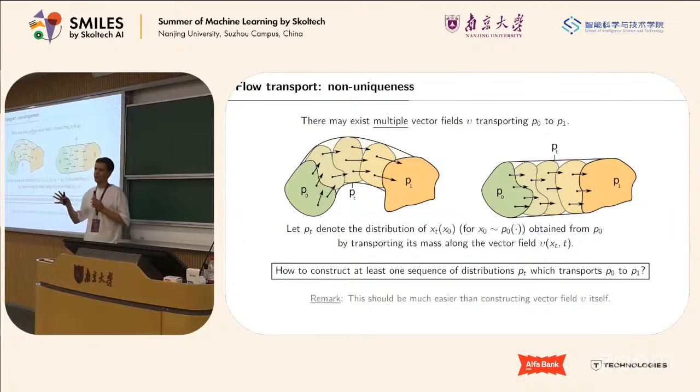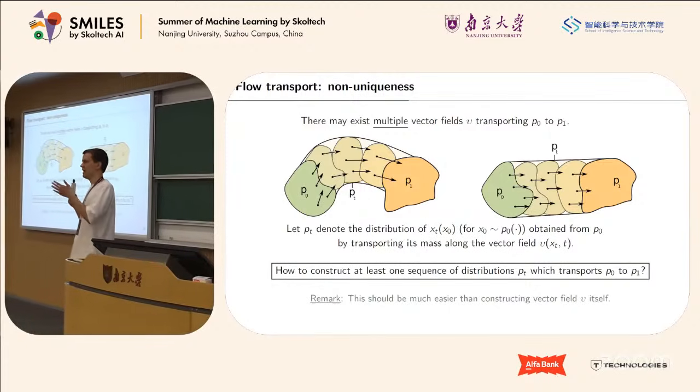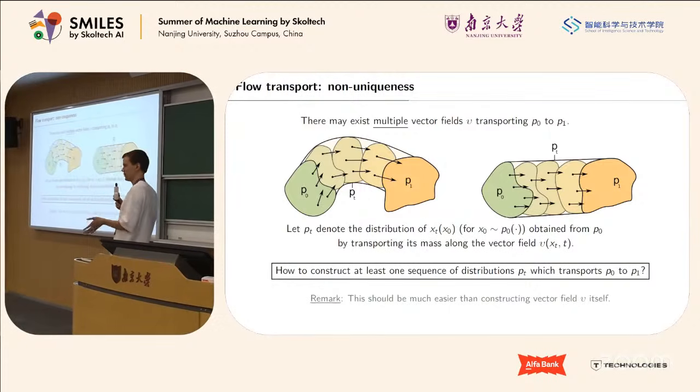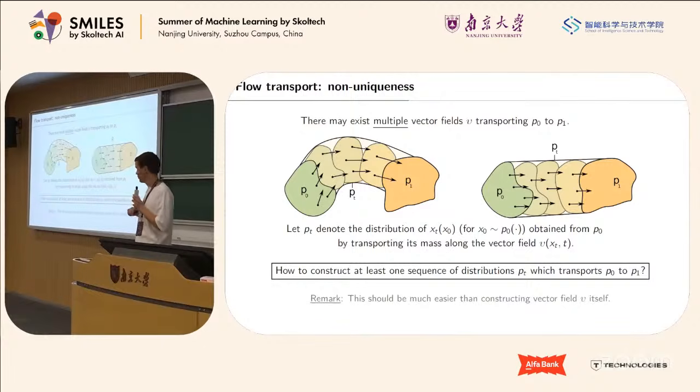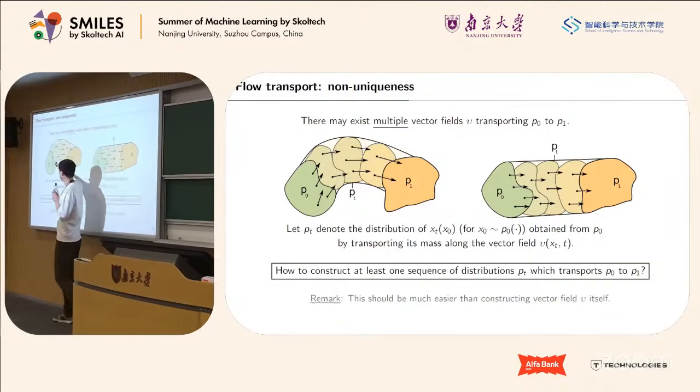Let's first think about the following question. How can we find a vector field which moves one probability distribution to the other? I've told you that every vector field which does this defines some sequence of probability distributions which interpolates between two probability distributions.